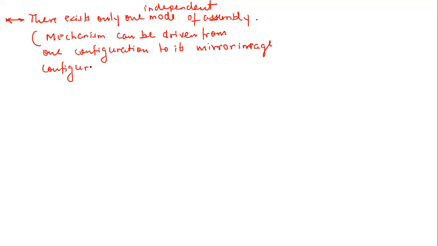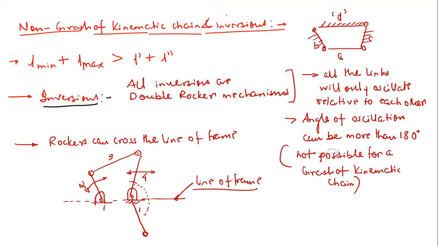So what does this mean? Okay, so let us go back to the previous diagram. Simply, since the angle of oscillation is more than 180 degrees, what can happen is that these rockers cross the line of frame. So let's say this is moving in this direction, and this is also moving in this direction. After some time, they cross this line of frame and they acquire a new position, like this.